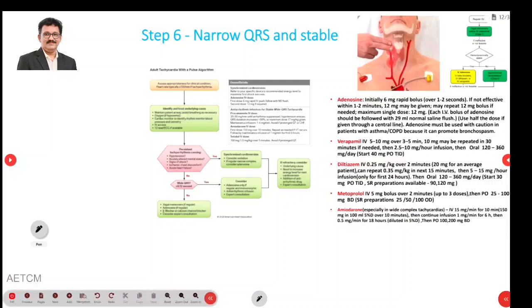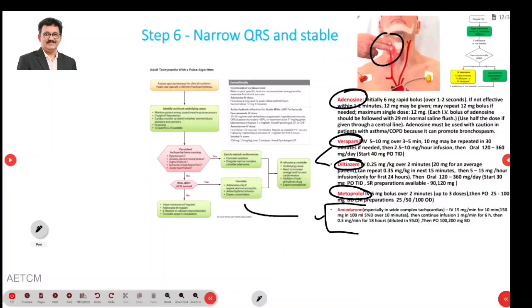Now if it is SVT, that is narrow complex tachycardia, first always try carotid massage, and if it is not converting, you give adenosine, then verapamil, diltiazem or other calcium channel blockers. See the doses, I am not explaining all these things. Then metoprolol or amiodarone. So amiodarone is there. Suppose you are not able to give all these things, you can still give amiodarone. There is no issue. Even in wide complex, you can give amiodarone.